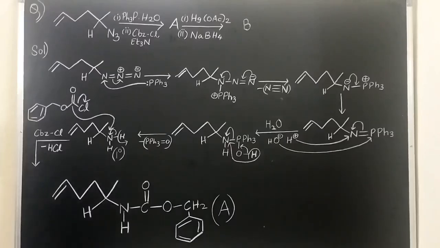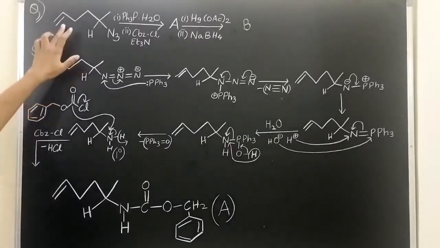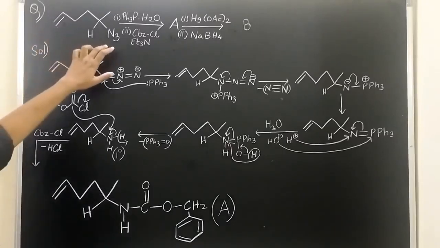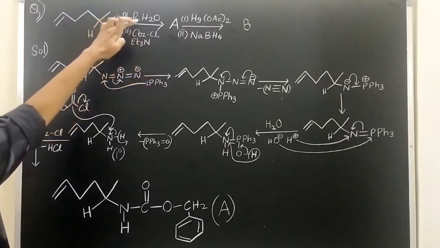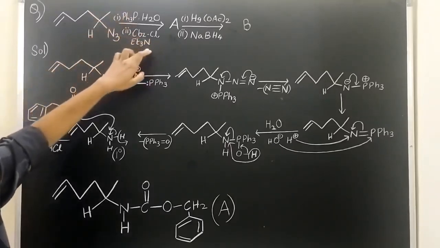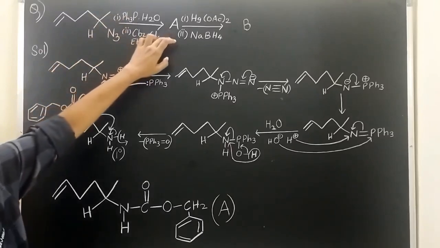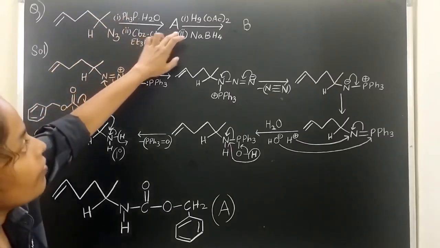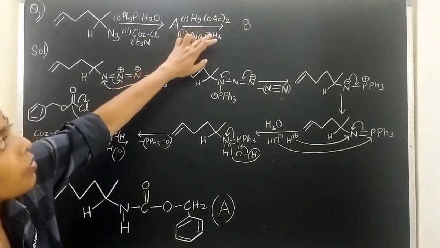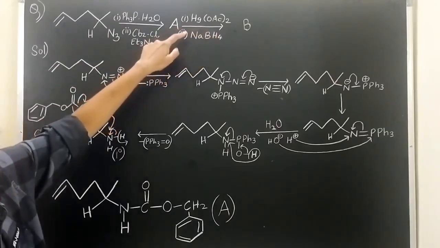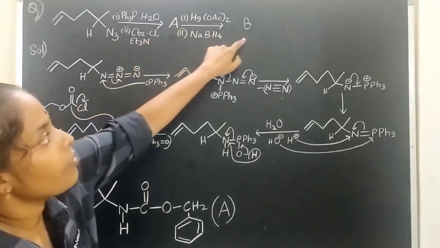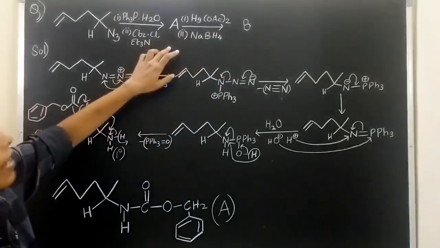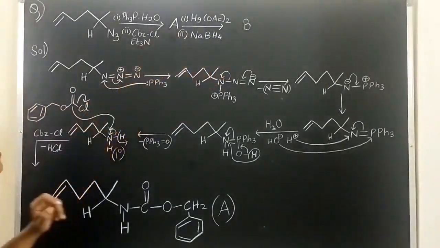Now let us see the next question. Here this reactant is having an alkene as well as an azide. This will undergo reaction in the presence of triphenyl phosphine, and benzyl oxycarbonyl chloride will give us product A. Now this product A will react with Hg(OAc)2, that is mercury(II) acetate, and NaBH4, sodium borohydride, to give us product B. Now let us find both A as well as B.